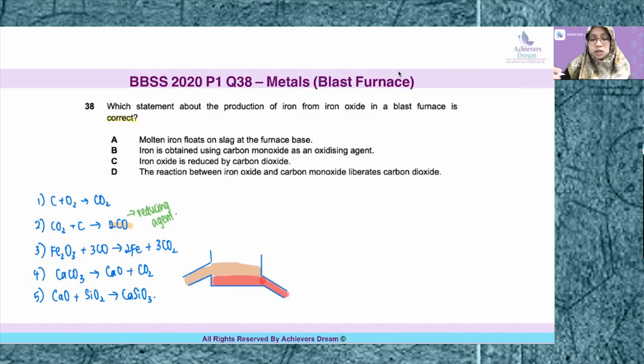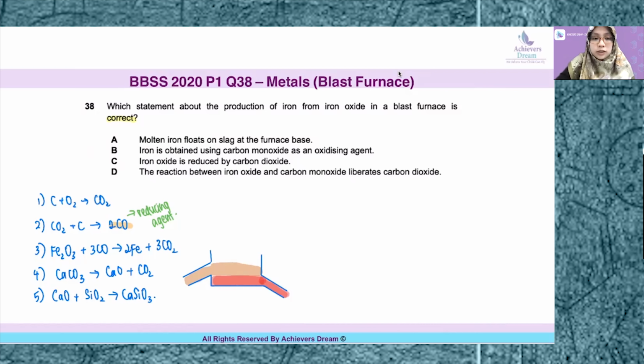The last two reactions, reaction 4 and reaction 5, are the removal of a certain impurity in your blast furnace. Do revise these equations. It's very useful when you are answering questions about extraction of iron in the blast furnace. So let's take a look at the options given.